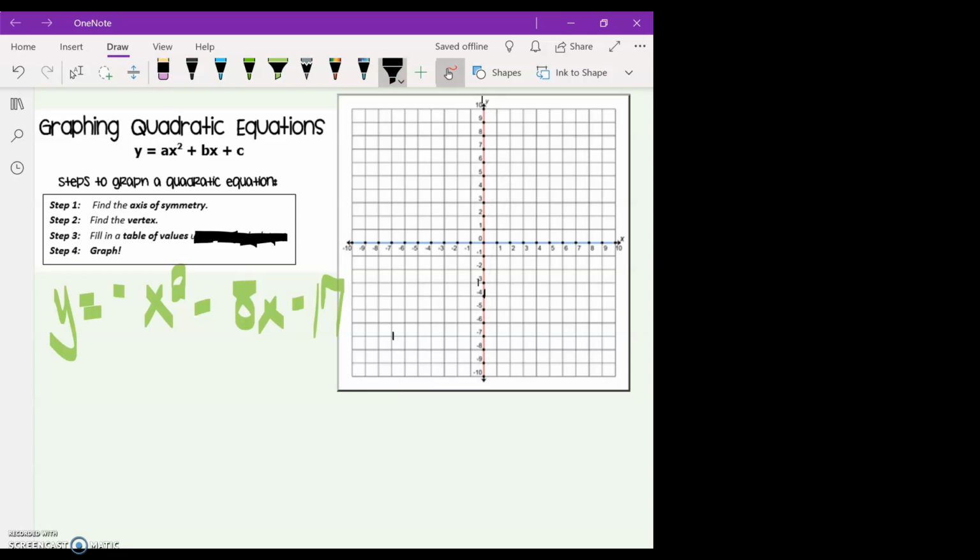So the first thing we want to do is find that axis of symmetry, and we're going to use AOS. It should be like clockwork now. It's negative b over 2a.